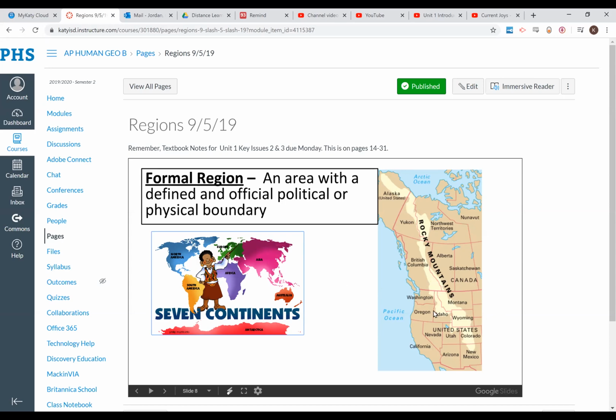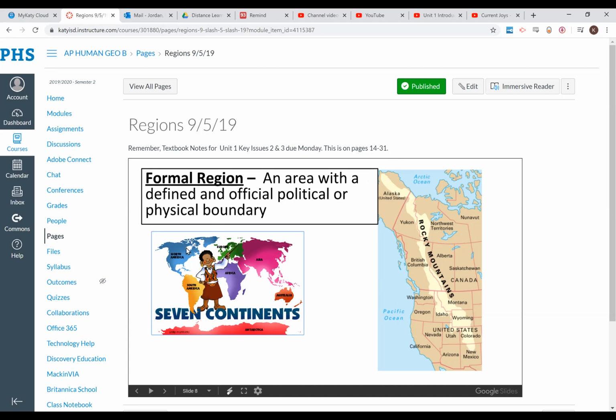All of the provinces in Canada, like British Columbia, Yukon, Northwest Territories, Nunavut, all of those areas are official formal regions because they have official political boundaries, okay? Or you can have physical boundaries like the Rocky Mountains. Once you're not in the mountains anymore, you are out of the Rocky Mountains. That physical boundary denotes where this formal region ends and begins, okay?